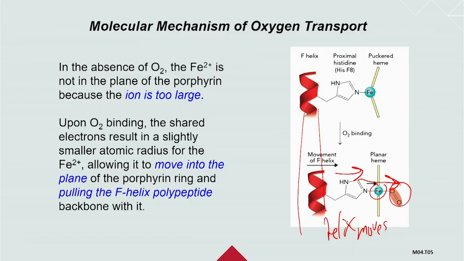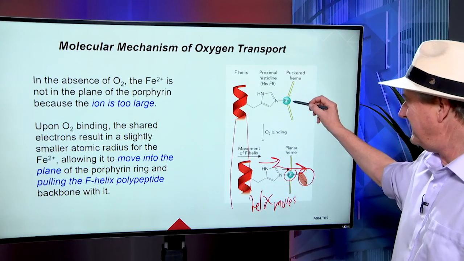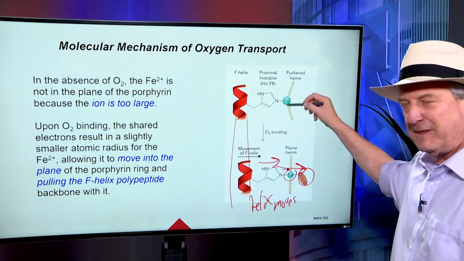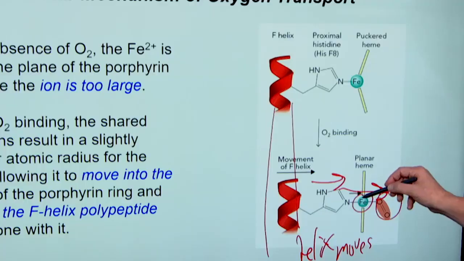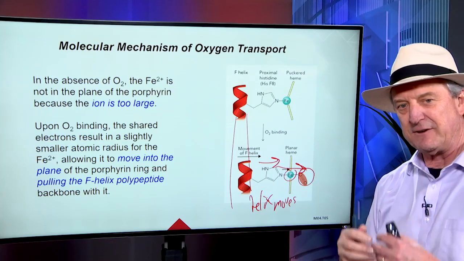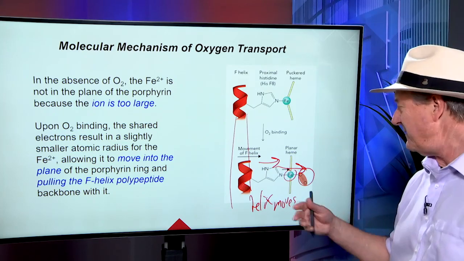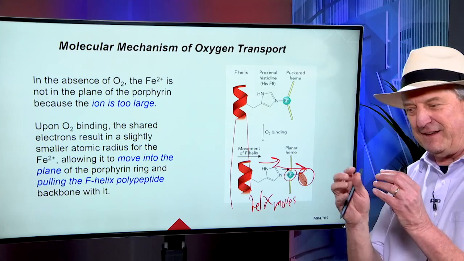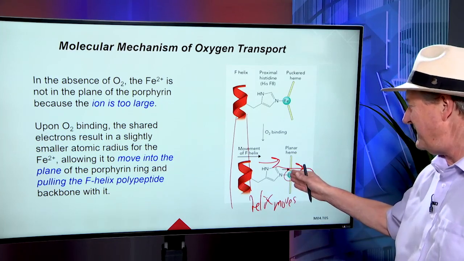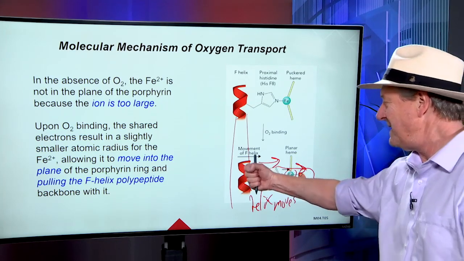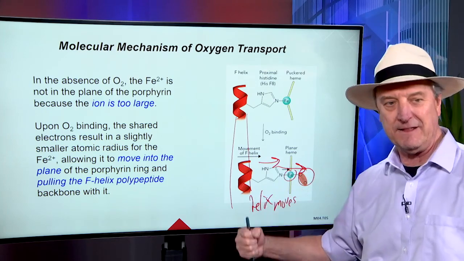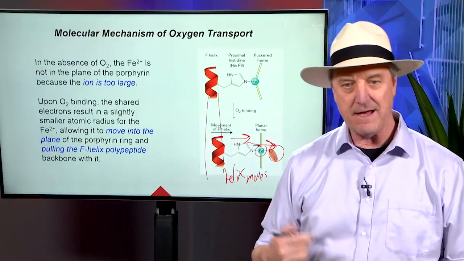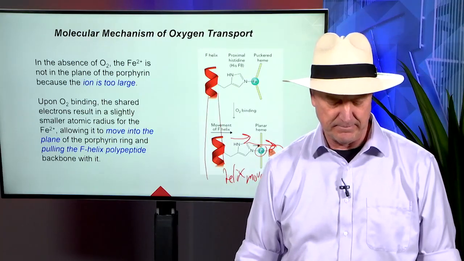So again, it's the deoxy state. The iron is too large to fit in the plane of the heme. And then when the oxygen binds, because of the electron sharing and the electronegative interaction there, the iron radius gets smaller. It can fit inside the heme, and as it fits inside the heme, it pulls the F helix, and as it pulls that helix, it's going to change the conformation of the protein.